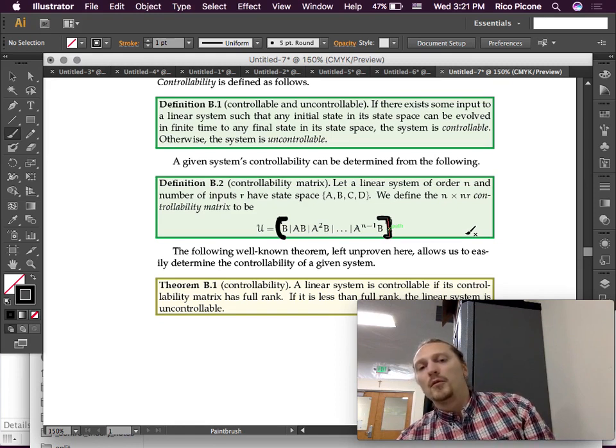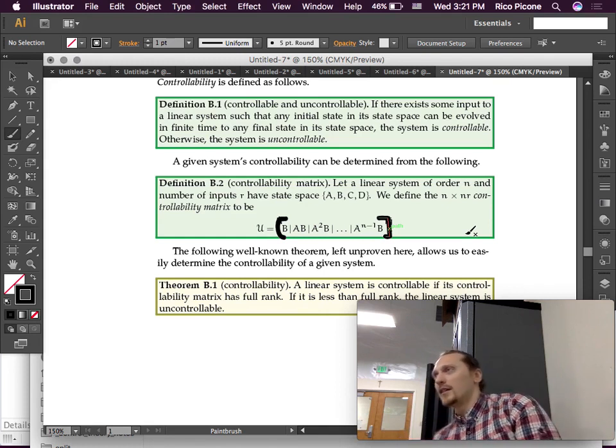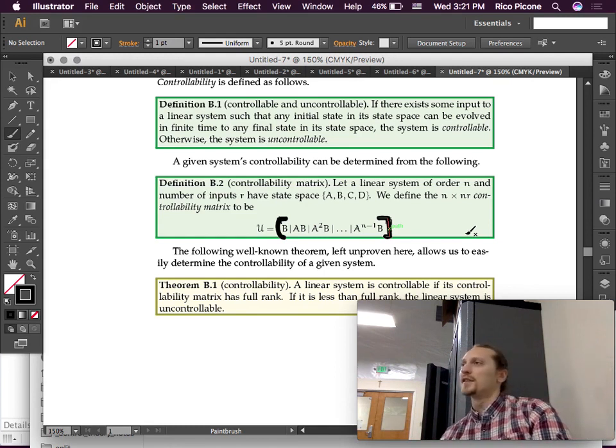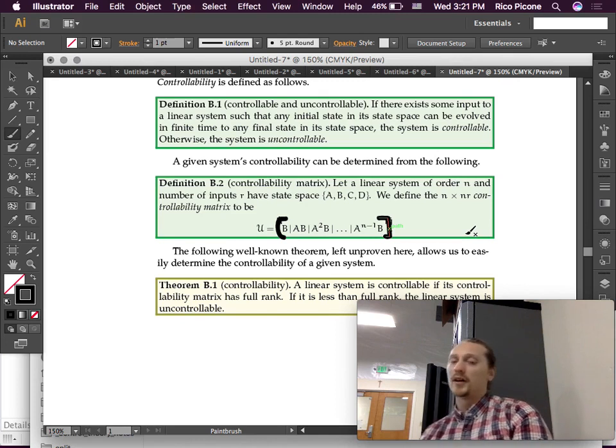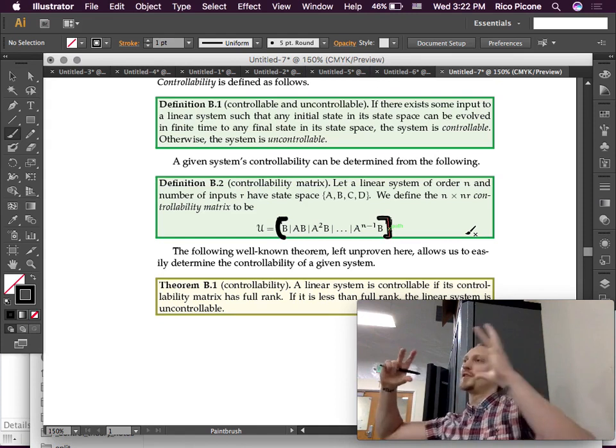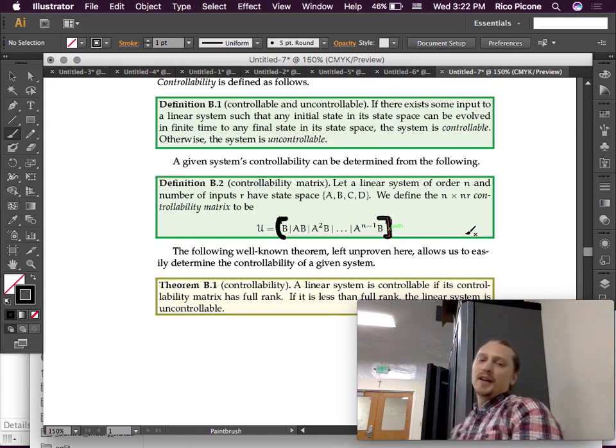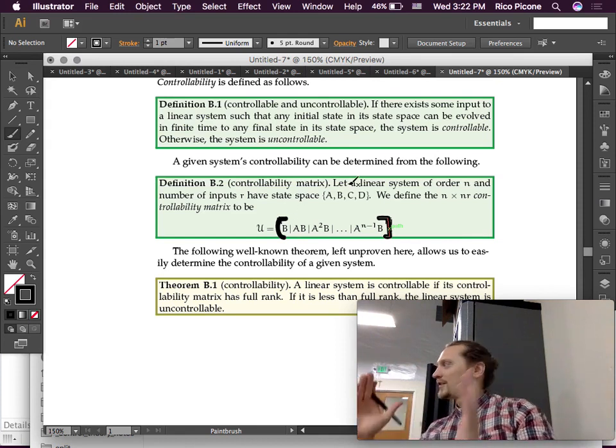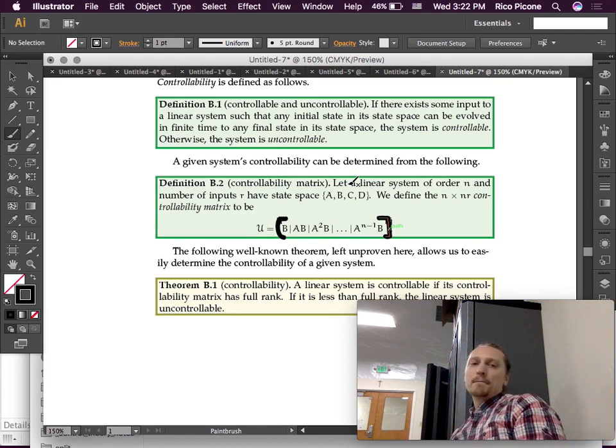This matrix is, we just stick the B matrix in, and then the next column is going to be A times B. If you have a single input system, it's just a single column. But if it's a multiple input system, you have multiple columns. You put those columns in next to it, and then A squared times B. So you just keep populating this matrix with these smaller submatrices. And that's a common idiom, to use this vertical bar to separate those sections. There's nothing magical about it.